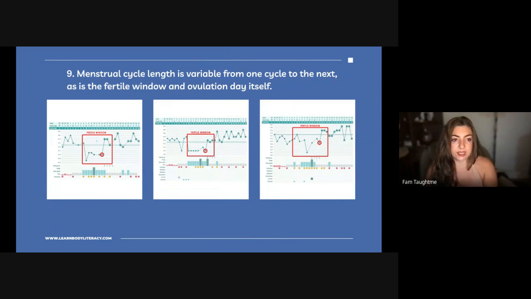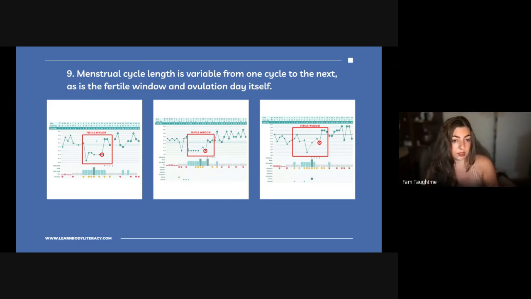The next is that the menstrual cycle length, which is variable from one cycle to the next, also shows that the fertile window and ovulation day itself are variable from one cycle to the next. So we don't make any predictions about future cycles with body literacy. We merely observe the cycle as it is ongoing. And if you're choosing to use fertility awareness, we apply rules and methods to be able to better understand your fertility or your health goals.